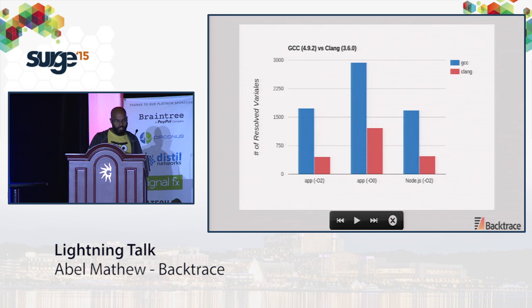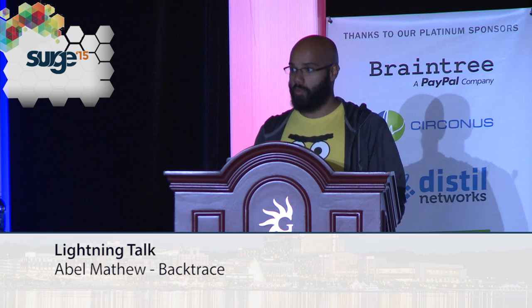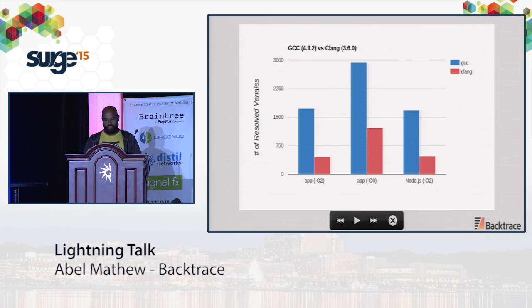With no optimizations, you're seeing something on the order of near 3,000 resolved variables with GCC versus only 1,200 with no optimizations with Clang. On that same app, you're looking at 1,700 with O2 versus around 500. So this is actually a pretty significant difference. Where this matters is, let's say you're doing post-mortem crash analysis. You're looking at a core dump. If those variables are optimized out, the less information that you have, the harder it is to figure out what's going on. For people on ops teams here, if your developers are asking, hey, let's switch to Clang, this is something that they should consider.